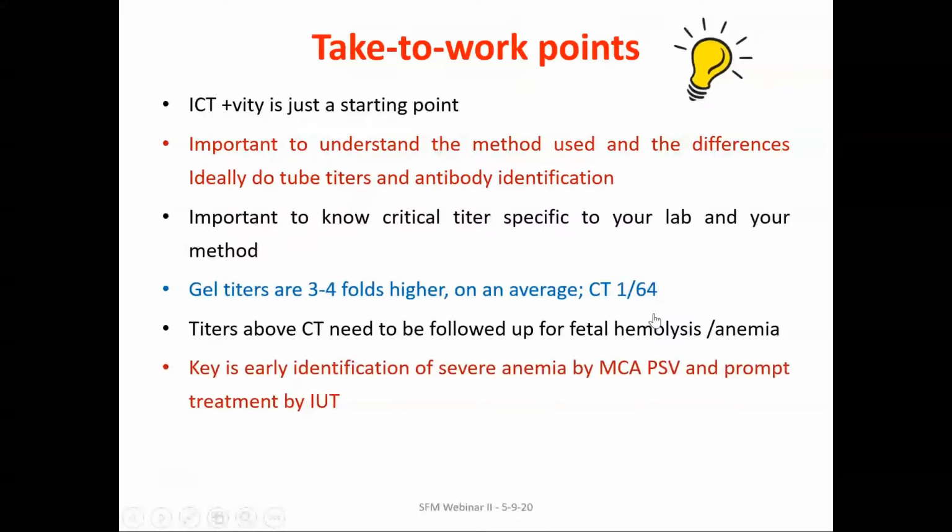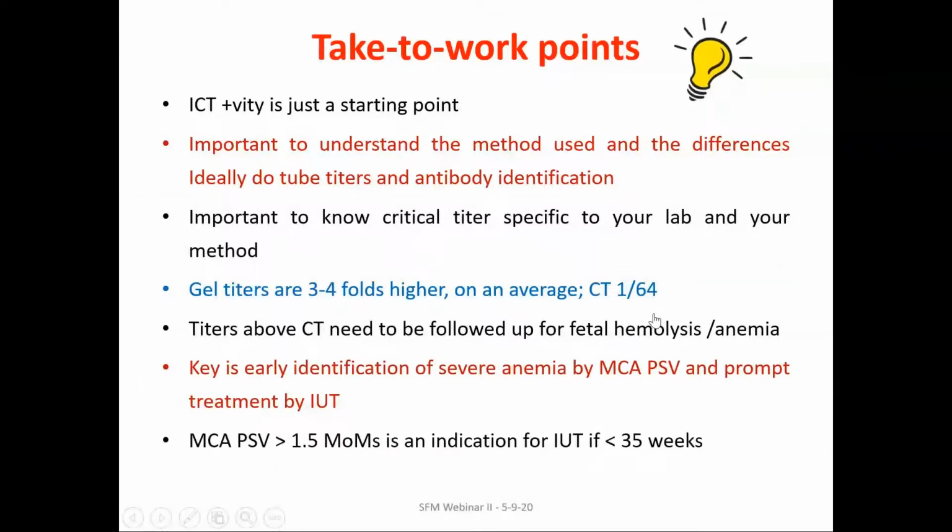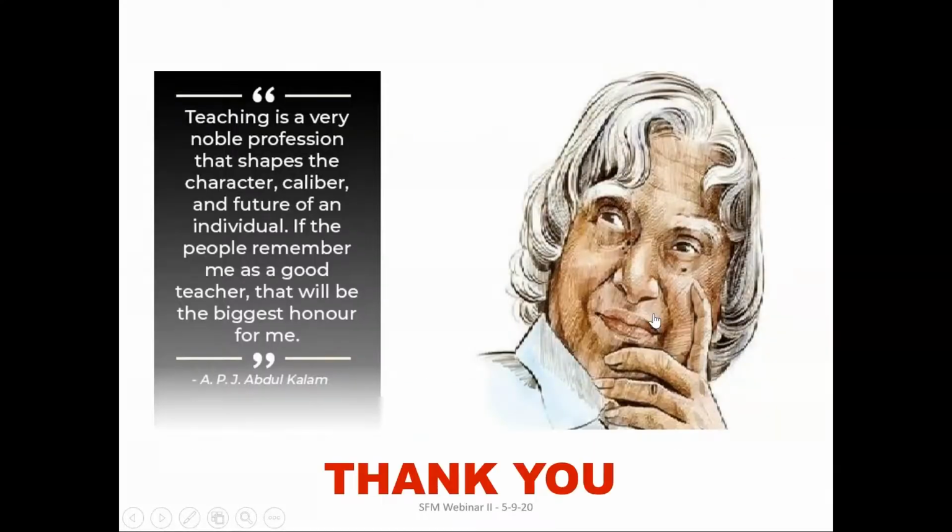The key in management is to identify anemia early by middle cerebral artery peak systolic velocity. And once you understand that there is fetal anemia, severe fetal anemia as evidenced by an MCA-PSV MoM of more than 1.5, then is the time to think of an intrauterine transfusion. We spoke at length about the 15 steps of the intrauterine transfusion when the MCA-PSV goes above 1.5.